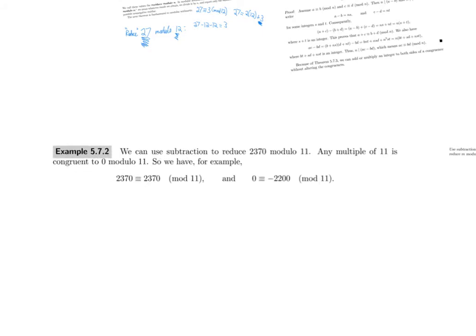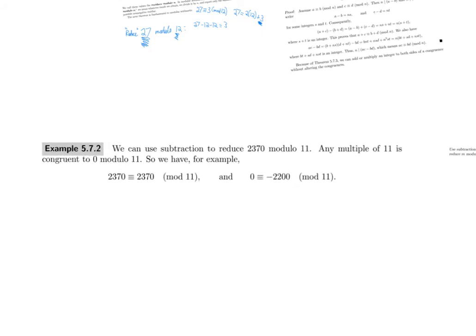Okay, let's look at an example. So there's that word reduce that I was talking about. We want to reduce 2,370 modulo 11. So I could repeatedly subtract 11 from 2370 to get something that's between 0 and 10.